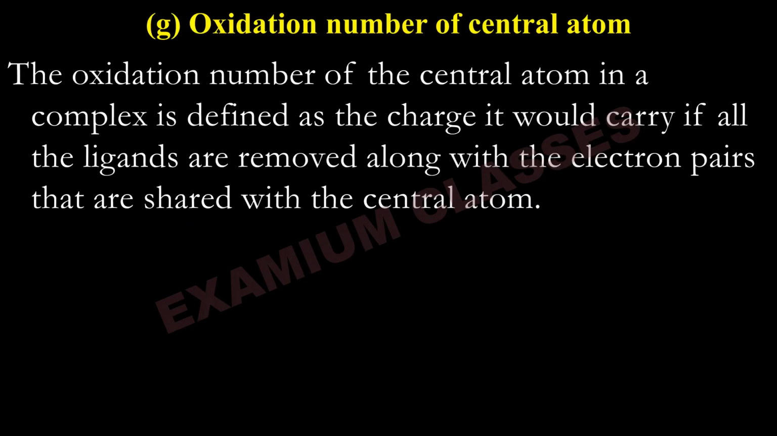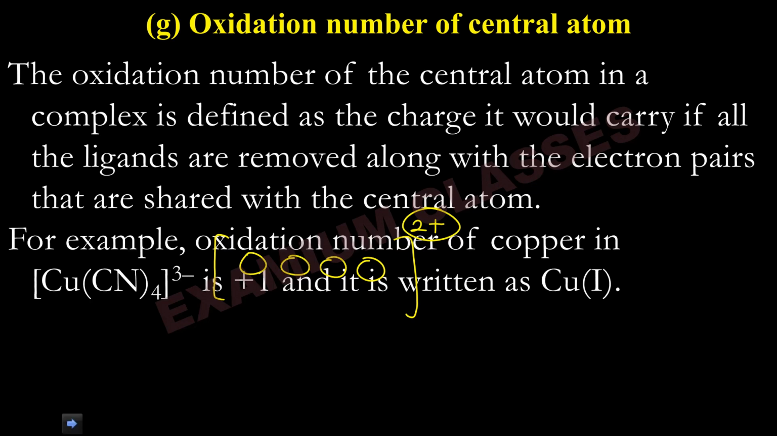Oxidation number of the central atom, this is the same thing you have done in the redox reactions chapter in 11th. You will apply the same approach. Whatever oxidation number you have to find, you will say it is X, and the other oxidation numbers you will add. And suppose it is given like this, 2 plus. So you will add all the oxidation numbers here and say it is equal to 2 plus. Okay, that's what we used to do. Same thing we will do here.